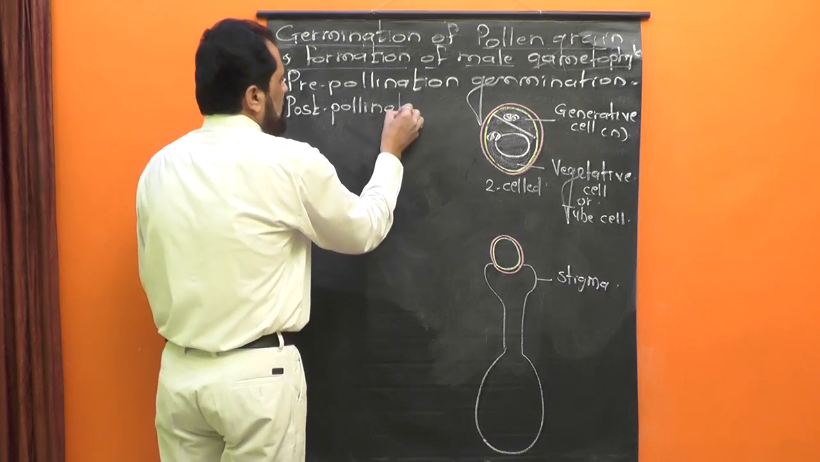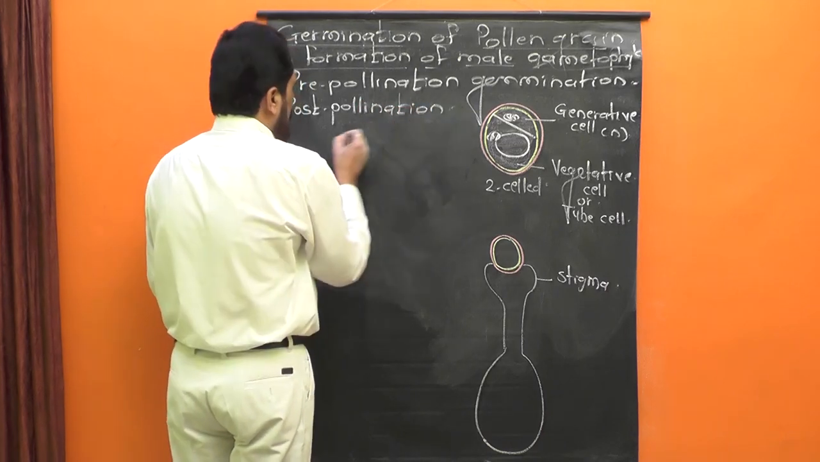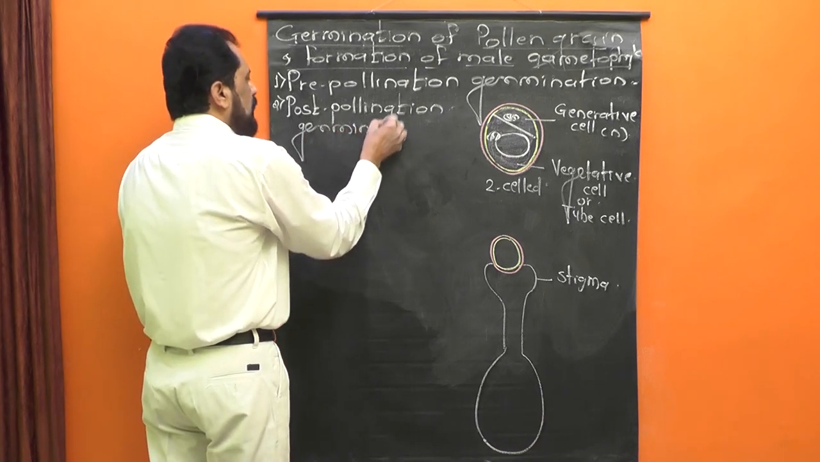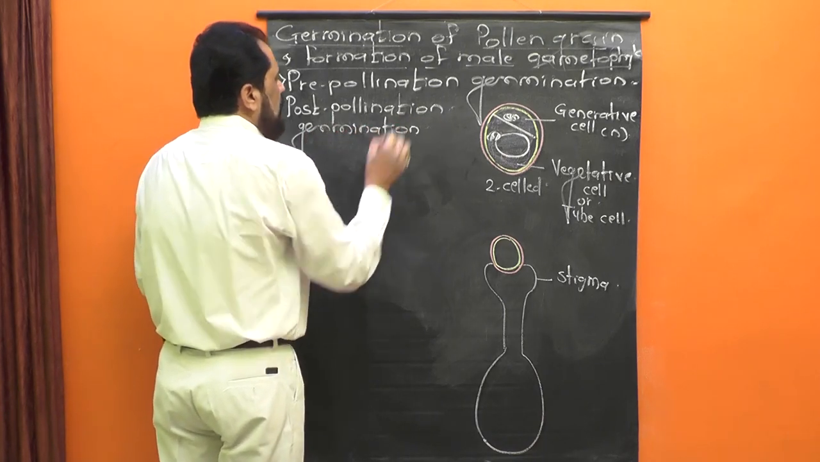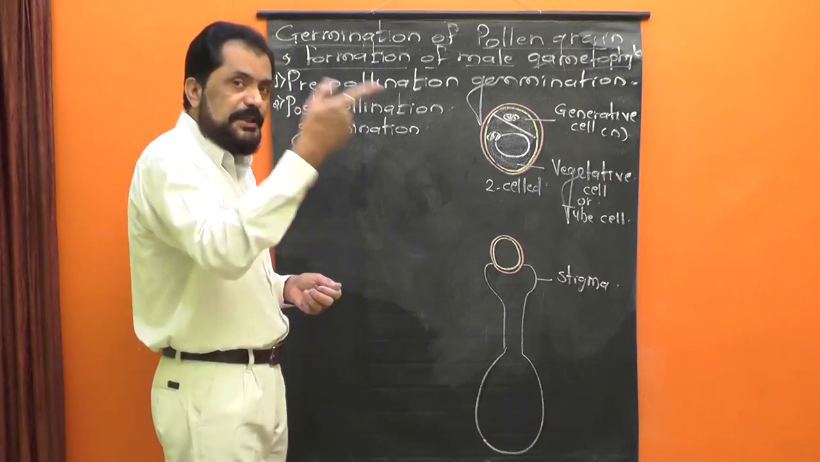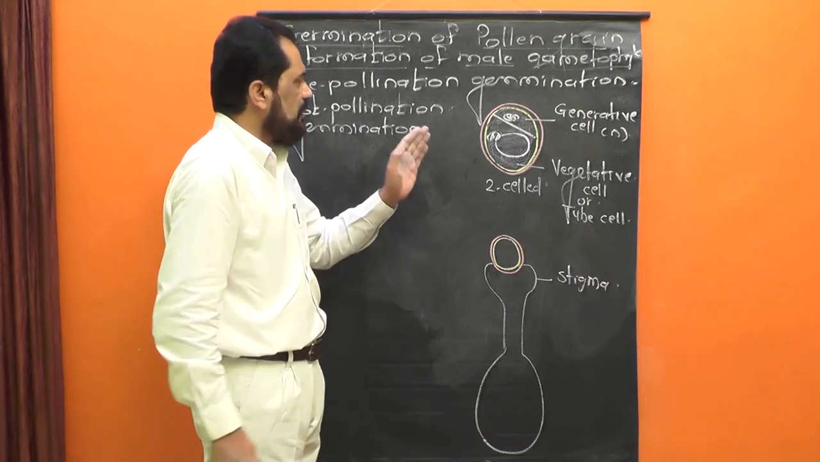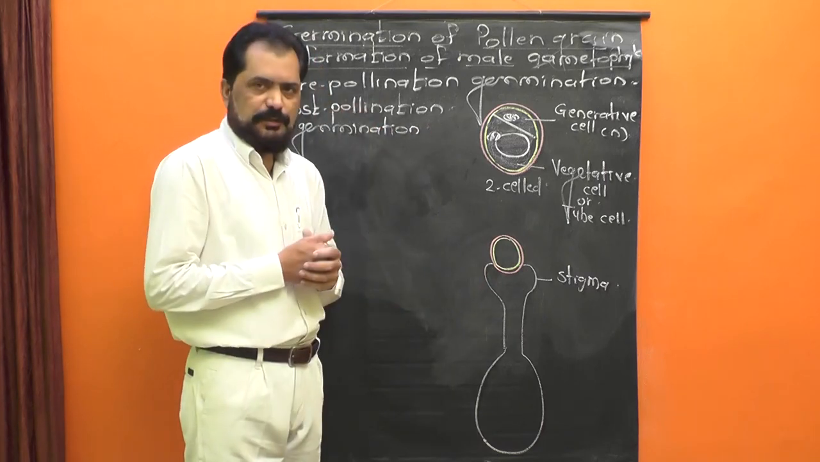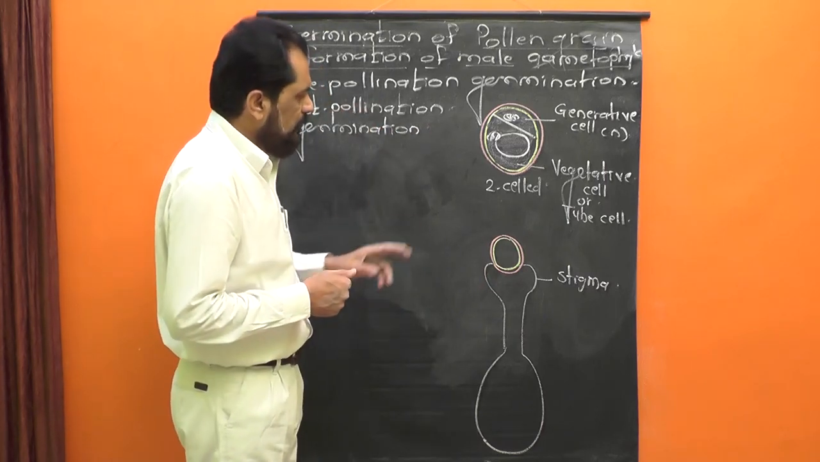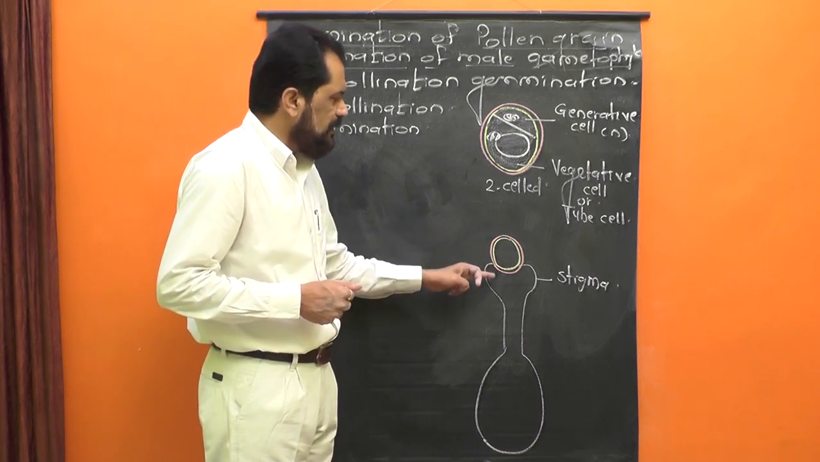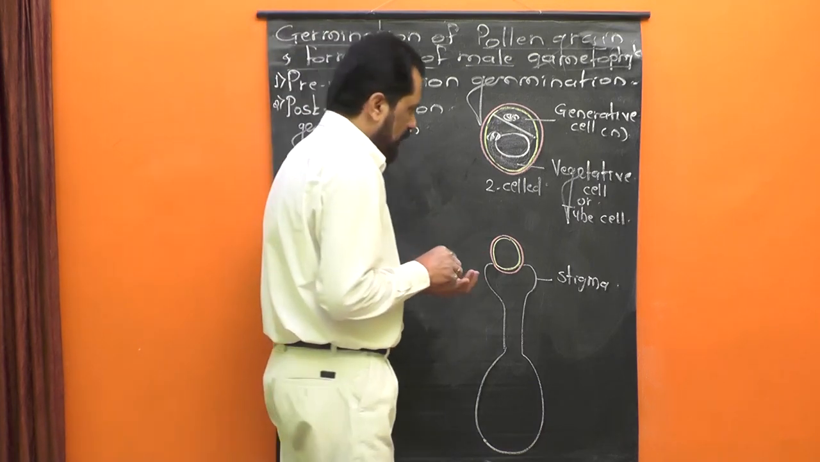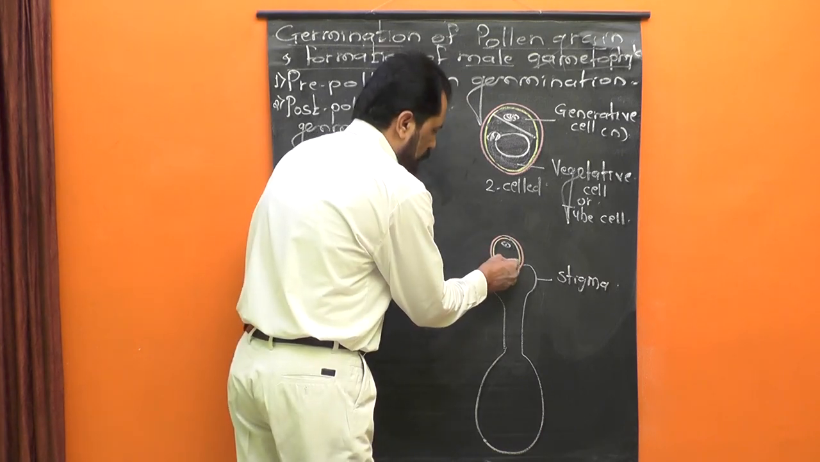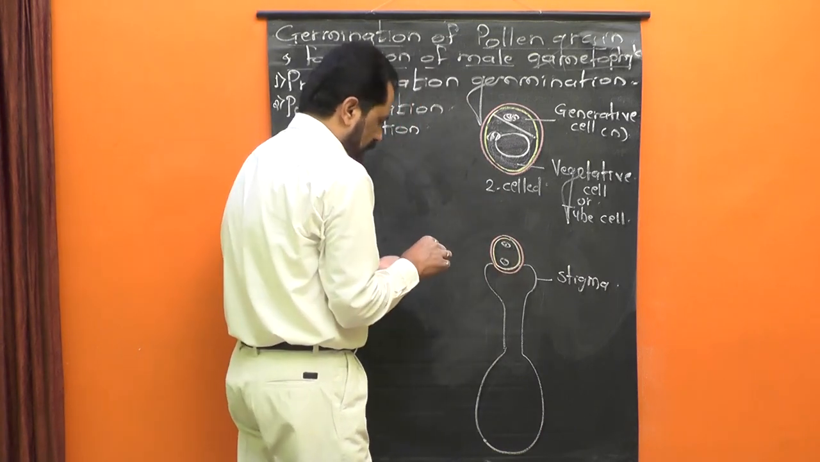Post-pollination germination. Post means after. That is, after pollination, after the pollen grain is deposited on the stigma, the germination and development that follows is called post-pollination germination. Now we know that when pollen grains get deposited here on the stigma, those pollen grains are at the two-celled stage. Here we have already studied.